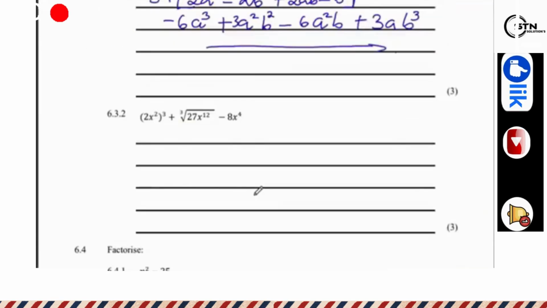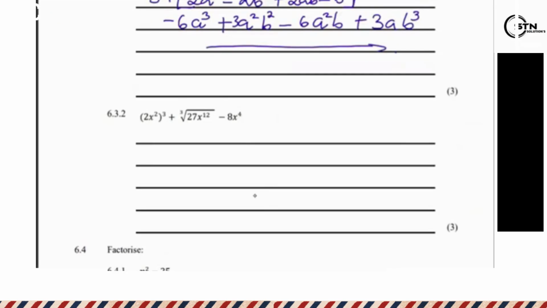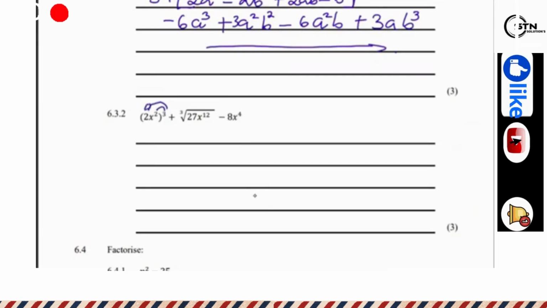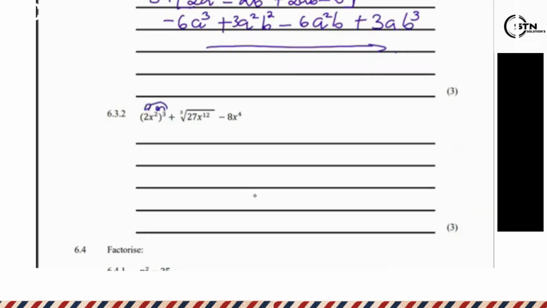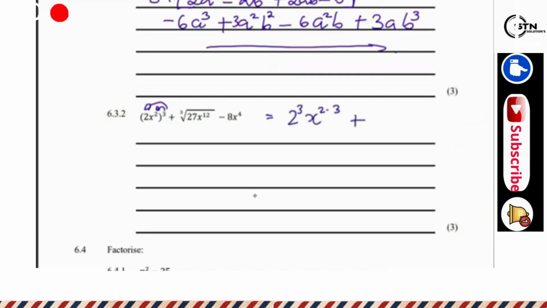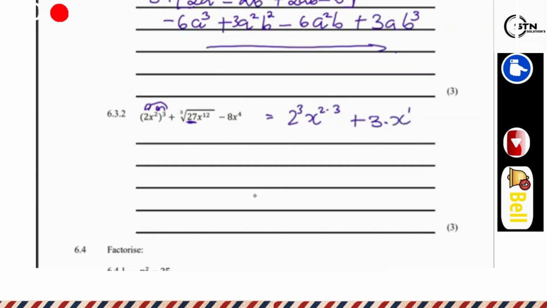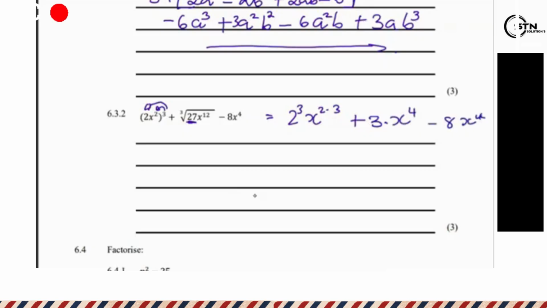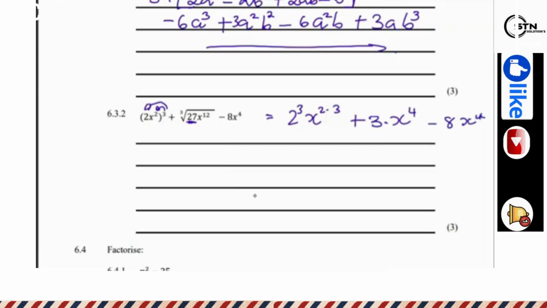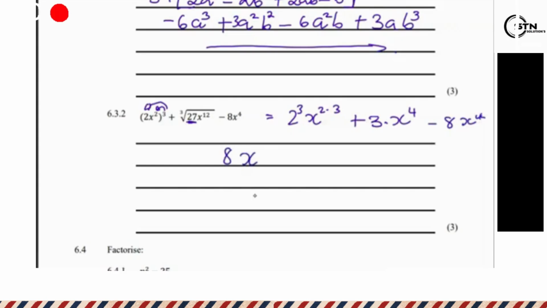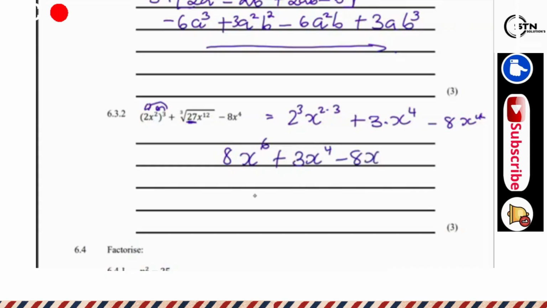Then 6.3.2. Okay, these are exponents and some simplifications. So this 3 must affect the 2. 3 must affect that 2 as well. So it's going to be the same as 2 cubed, x to the 2 times 3, plus the cube root of 27 is going to be a 3. And then this 3 will divide the 12, okay, which gives us a 4, minus 8x to the 4. Okay, so this is going to be 2 cubed is 8, x to the 6, plus 3x to the 4, minus 8x to the 4.